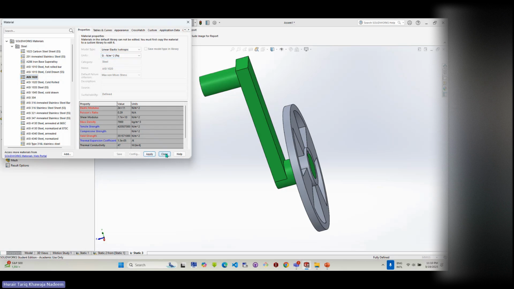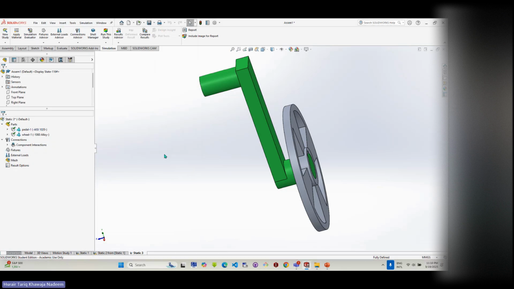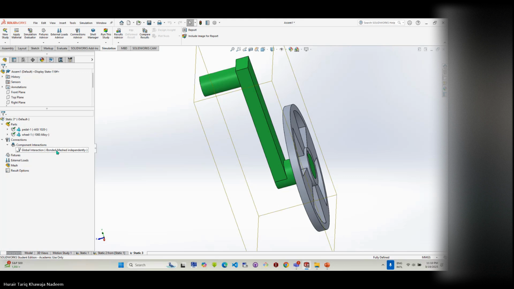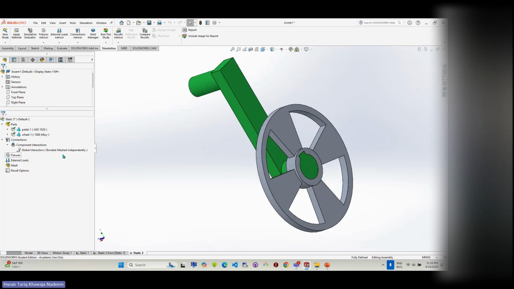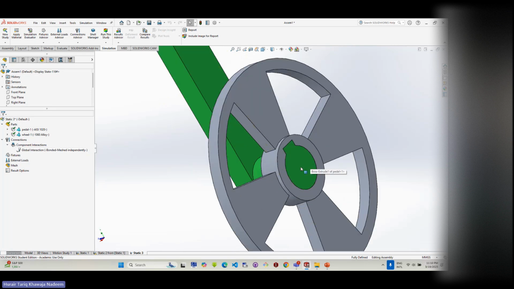Okay. Apply, close. Now, when we come to interactions, connection, look, it has already made a connection. What is the connection? It says global interaction. It's interacting globally, but it's bonded, meshed independently. Bonded means it's glued, welded together. It is like a permanent type of connection, a very strong connection. You cannot break it.